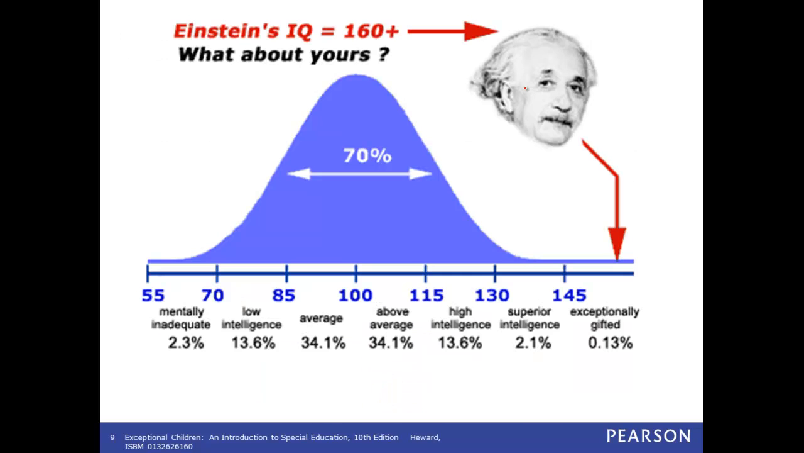Right, let me just take you to the next one. This is another one I found breaks it a little better. Here again is at 100, and here is the standard deviations. And when we get out here, this is considered MR, or now ID, and this, of course, here is gifted.